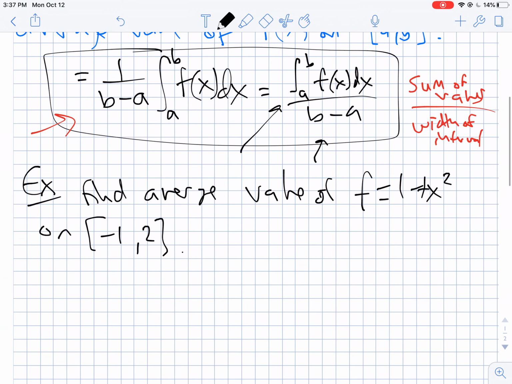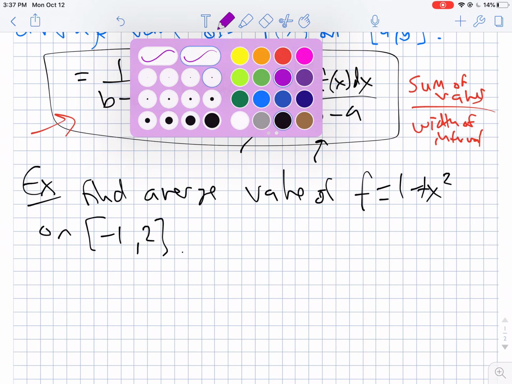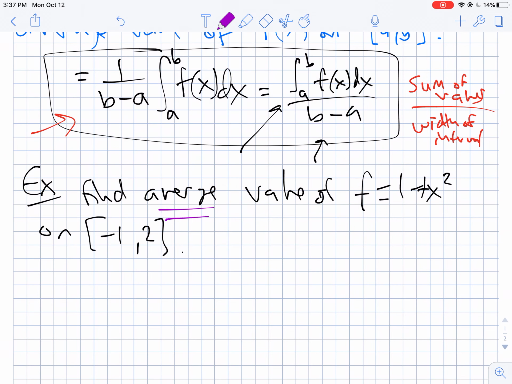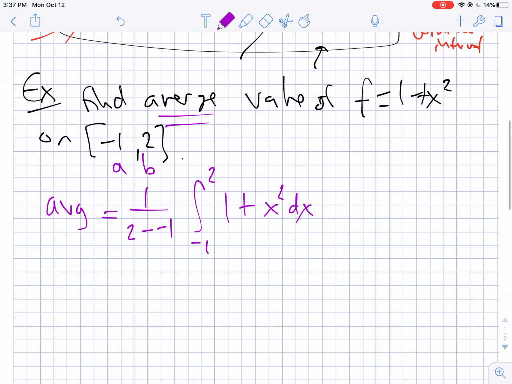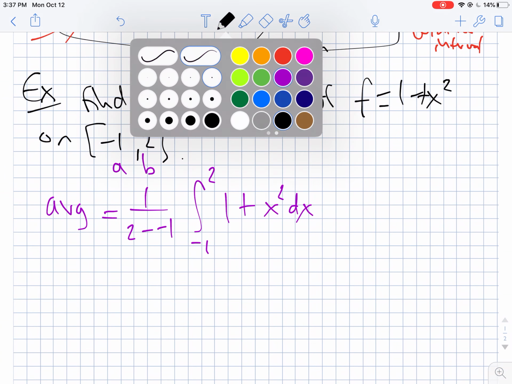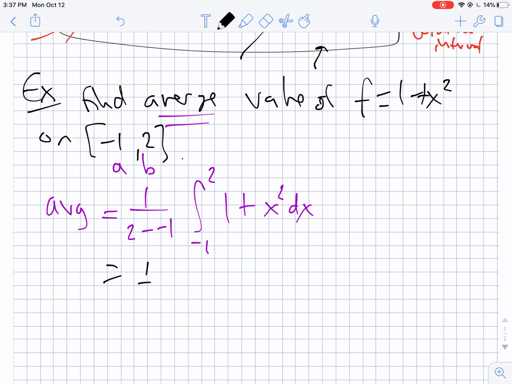Okay. Now, when you see a problem like this, you see the word average, which is an indicator we're going to do this. And this -1 to 2, that's your a and that's your b in this formula. So that means that this average is going to be 1 over 2 minus -1 times the integral from -1 to 2 of your function, so of 1 plus x squared. Now, from here, you know how to do this integral. There's nothing really new or different here. This is just 1/3 times the integral. I like to leave that 1/3 in front and deal with that at the very end.